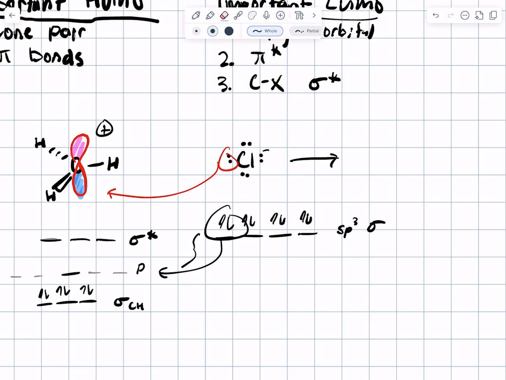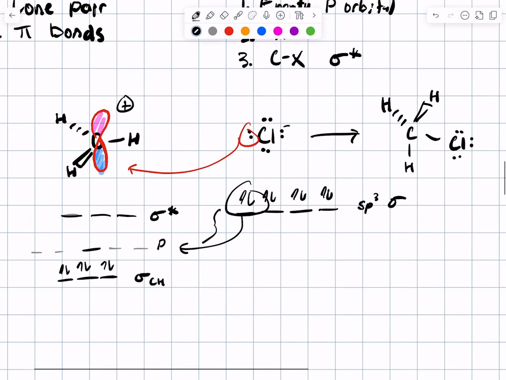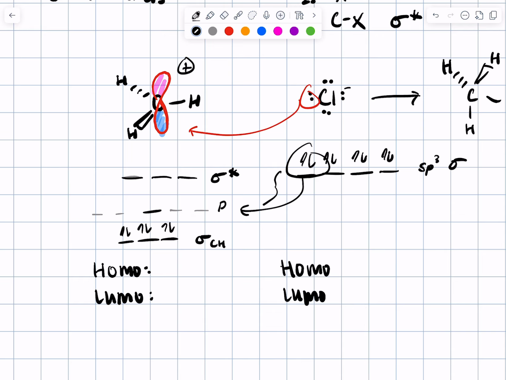So the product of this reaction would be something like this, where we have our 3 hydrogens still attached with a new bond formed to that chlorine. And so on the carbocation, we had a HOMO and a LUMO. And on that chloride, we had a HOMO and a LUMO. But not all of them are created important.